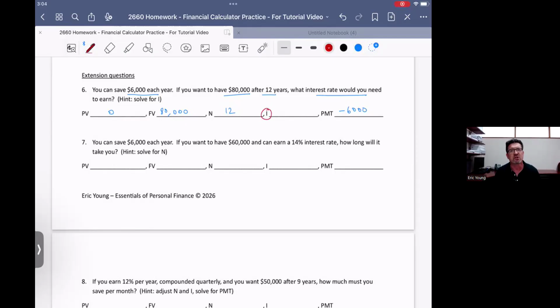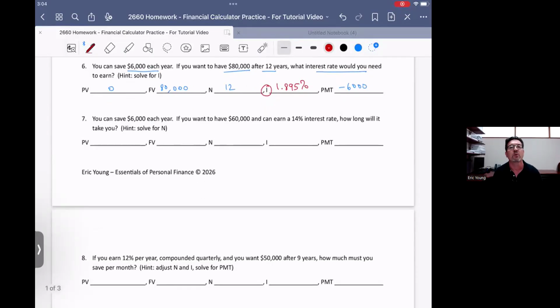But now you just change the scavenger hunt. You've still got your 4, you plug them in, you solve for I, and you'll get 1.895%. And now you have a tool that will help you to figure out where you have to invest to get the required rate to reach goals. Okay? Number 7, you can save $6,000 each year. You want to have $60,000 in the future, and you can earn 14%.